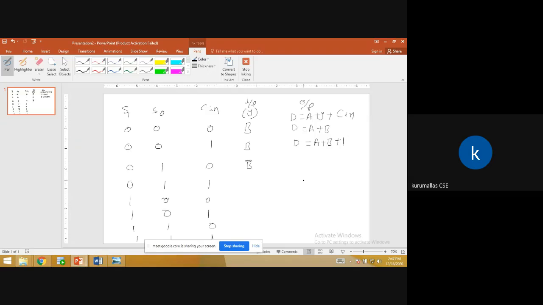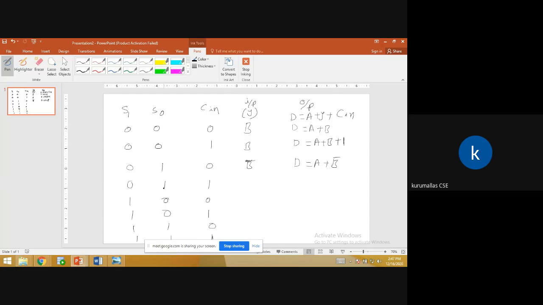So this input selected by the multiplexer is B bar. Okay, so B bar, right? Again, how to write this one? D equal to, already we know, A plus, so what is Y? B bar. What is C in? C in 0 is there, no need to write 0 here, right?